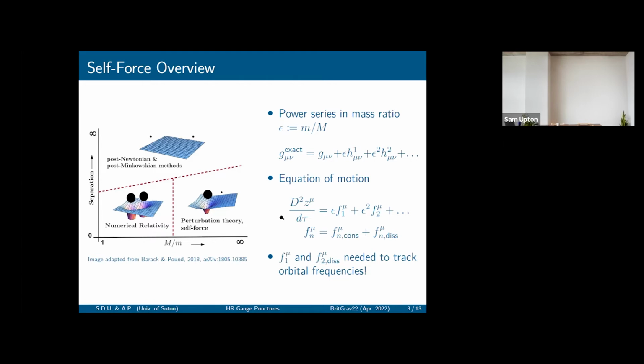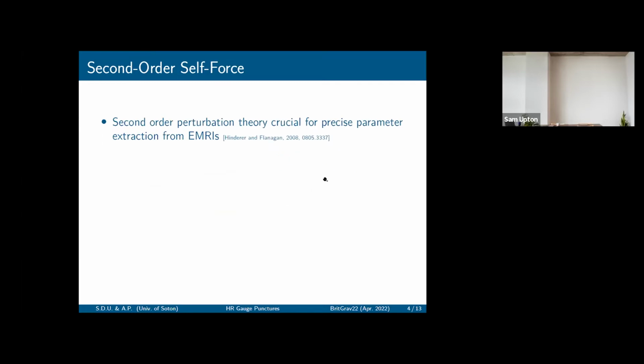To track the orbital frequency correctly, we need F1 and a certain part of F2. It's been known for about 15 years that second order self-force is crucial for precise parameter extraction from MREs. It's not that the first order self-force gives you something and the second gives you a bonus. You really need both the full first order self-force and this specific part of the second order self-force in order to actually extract parameters from MRE data.